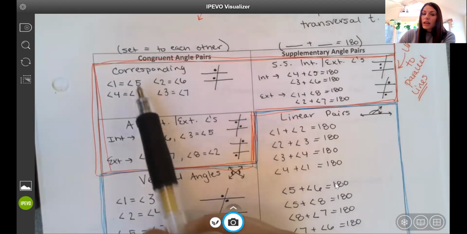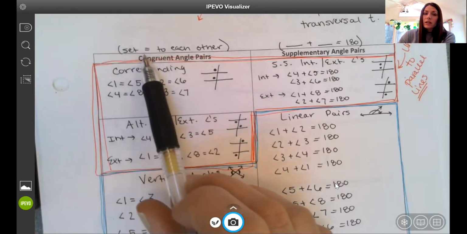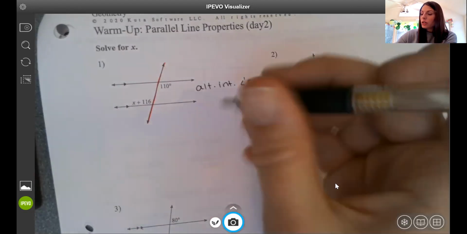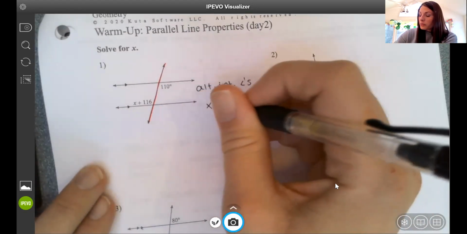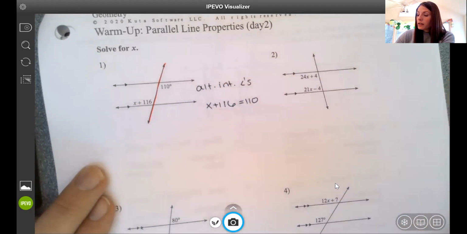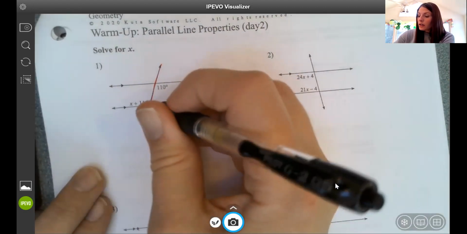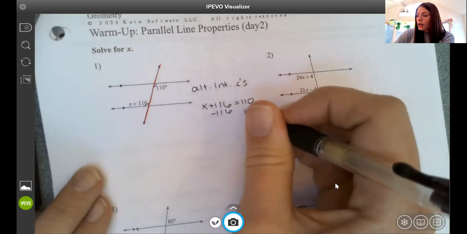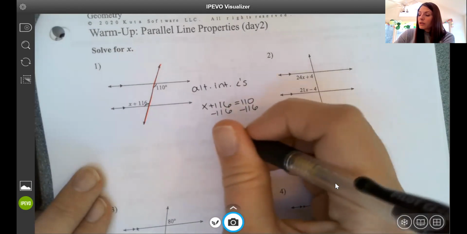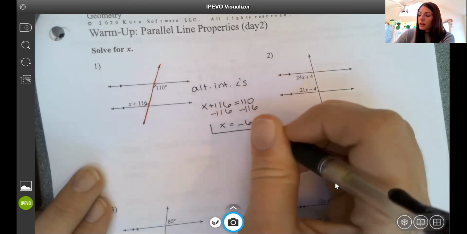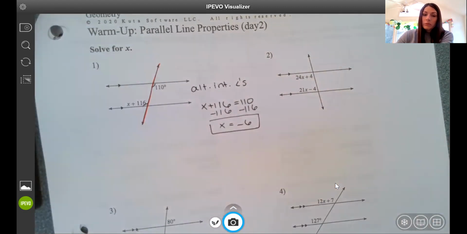That's in a column saying that they are congruent angles, so I can set them equal to each other. So this is going to help tell me how I'm going to set up my equation. So my equation would be x plus 116 equals 110, setting this angle equal to this angle, they're congruent, and then I just have to subtract 116 to solve for x, okay?